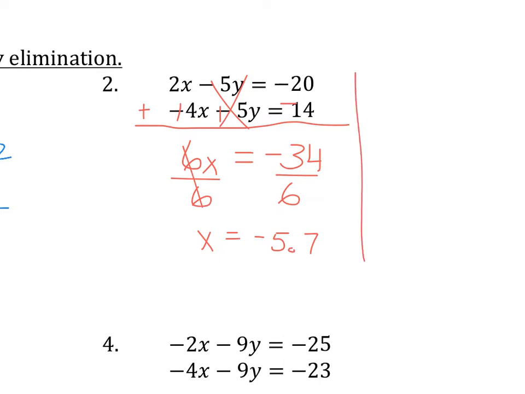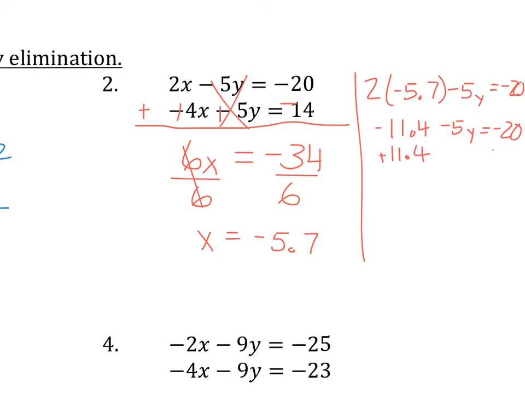Let's go with my y value. So again, I can choose either one of the two original equations. I'll pick the top this time. So 2 times x, which I just figured out is negative 5.7, minus 5y equals negative 20. Okay, so there's my equation with the x value plugged in. Now I can go ahead and solve. So 2 times my 5.7 is 11.4, so negative 11.4 minus 5y equals negative 20. So then opposite operation, add 11.4.